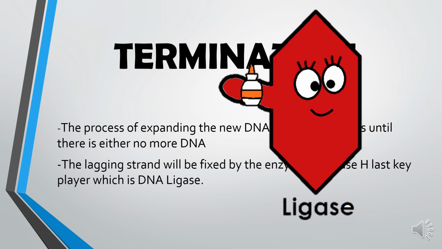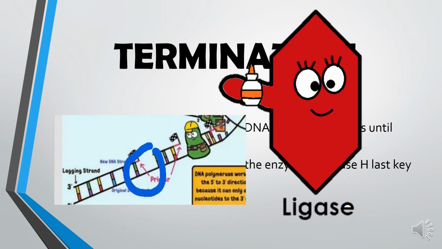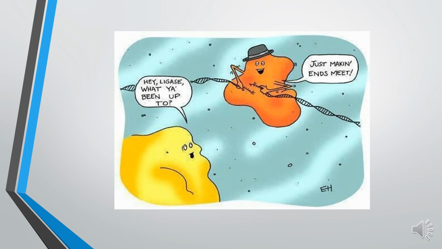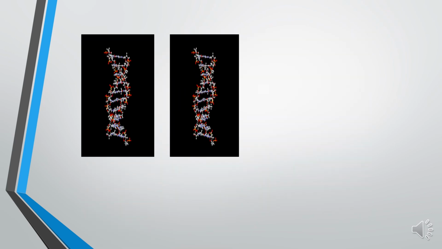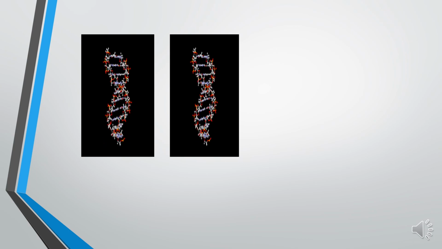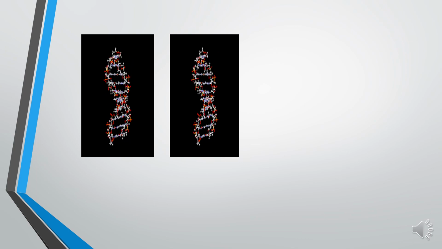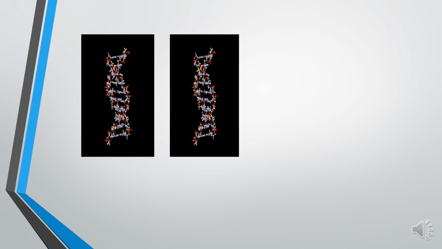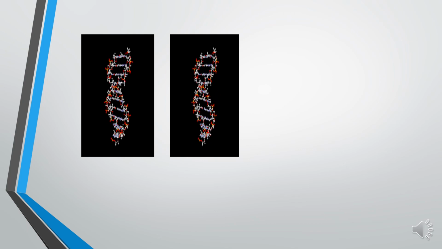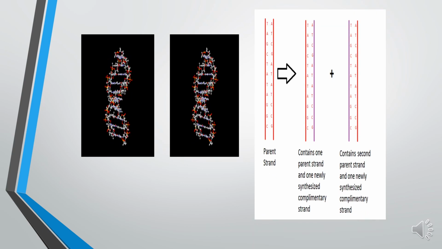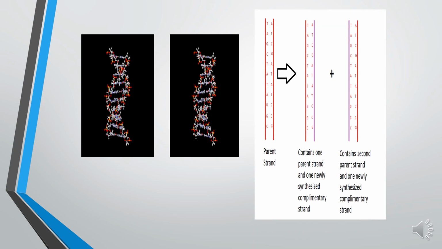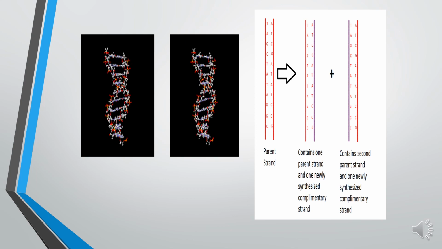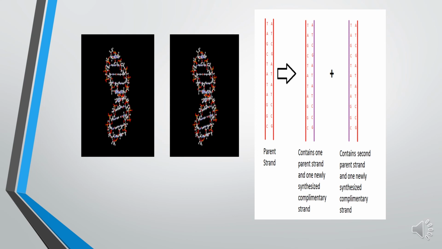That is the ligase. This gap will be fixed by the ligase by joining the fragments. So at the end of the replication process, there are two identical helix molecules. We call them semi-conservative because those molecules contain the original, or parent, strand and the newly synthesized complementary strand.